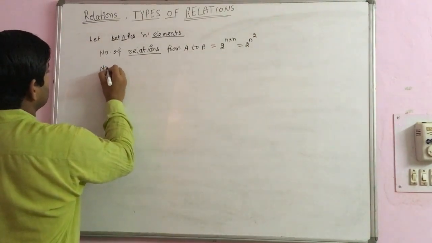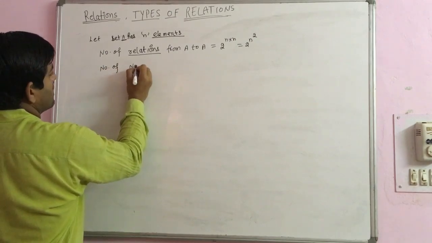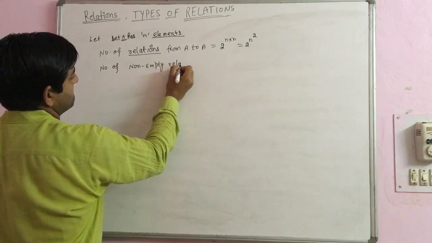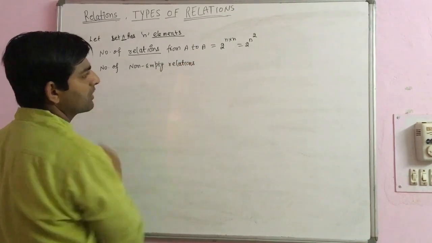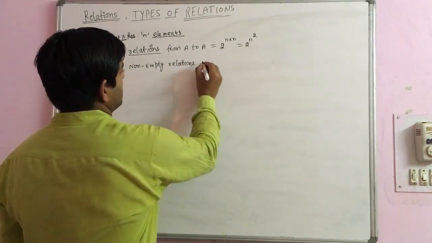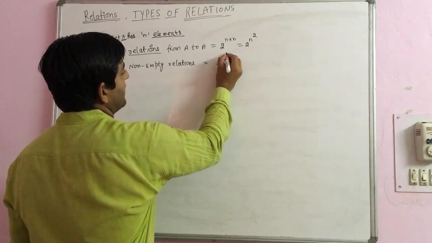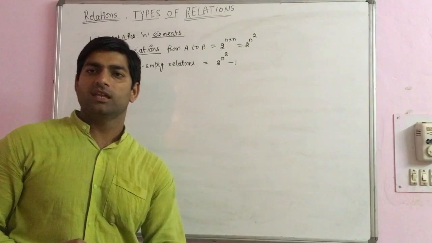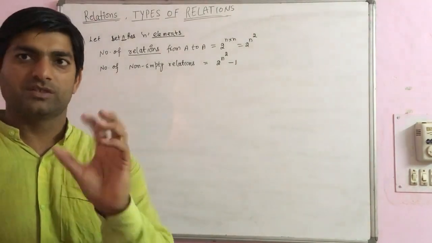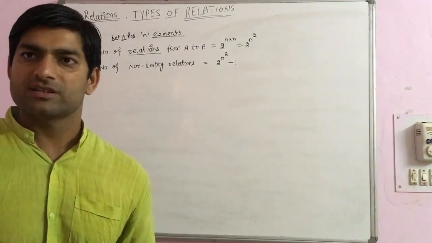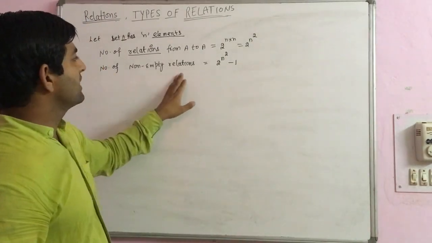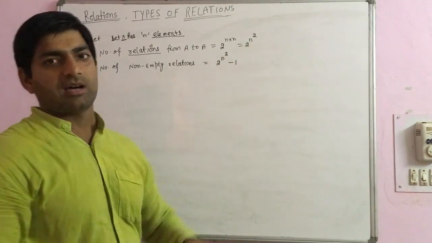Now the number of non-empty relations. It equals 2 to the power n square minus 1, because among the total number of relations there is an empty relation also, which is phi. Phi is a subset of every set. We have done it in 11th class. So the number of non-empty relations is 2 to the power n square minus 1.